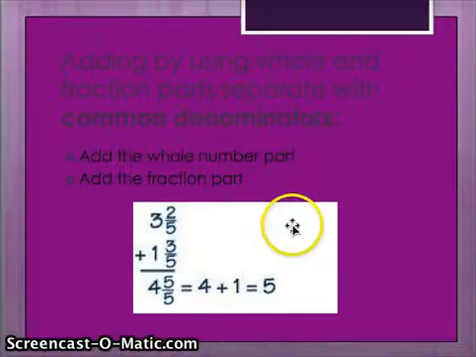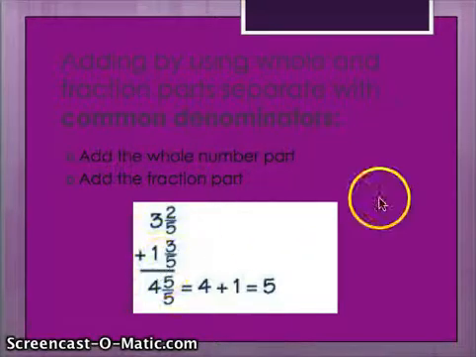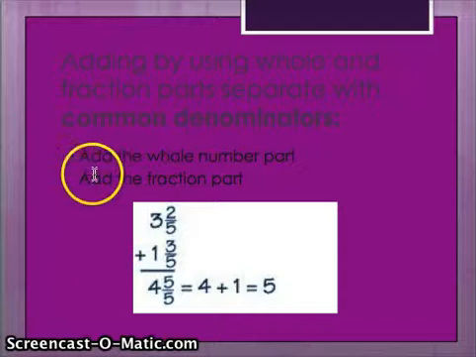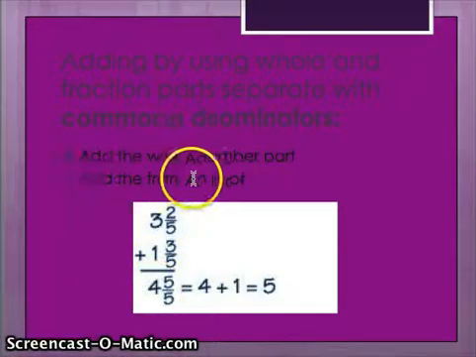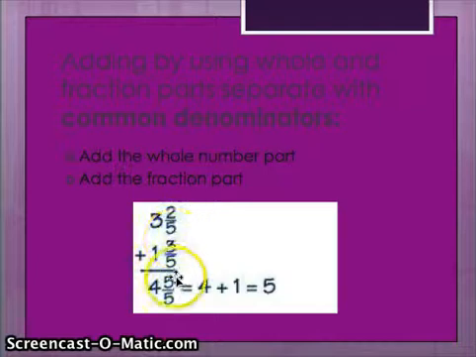So in this example, we have 3 2/5 and 1 3/5. So first step, add your whole numbers. 3 plus 1 is 4. Second step, add your fractions. 2 plus 3 is 5. Now we need to simplify.